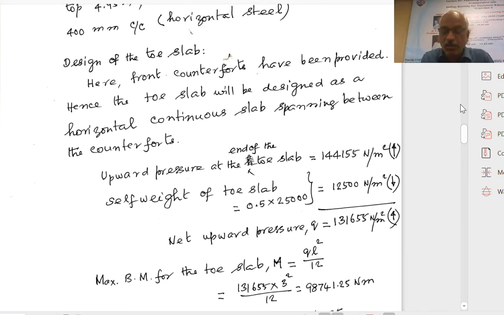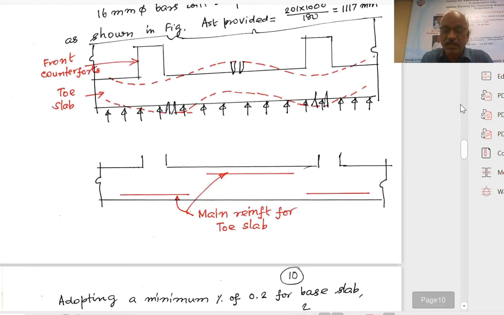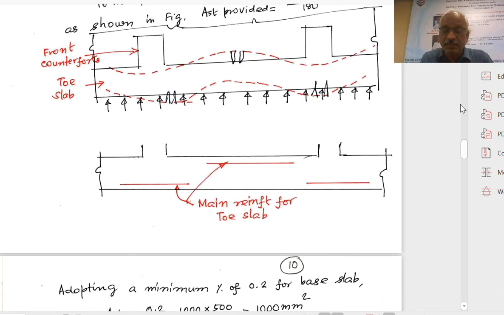Therefore, 131,655 into 3 into 1.2 will be the total upward force. Right. So these values are needed. That is why I am discussing all these basics.